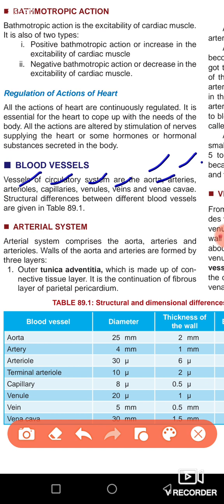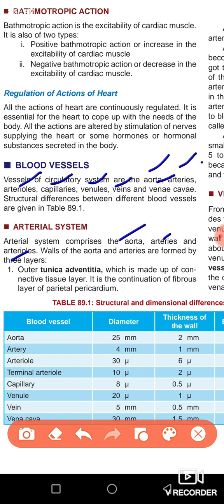Now the blood vessels are again composed of two systems. First is the arterial system, which carries your oxygenated blood, and second is the venous system. Now we are going to discuss these systems and see what kind of division is included in them. First you can see here that the arterial system is composed of your aorta from your heart, then arteries, then arterioles. So these three things compose your arterial system.